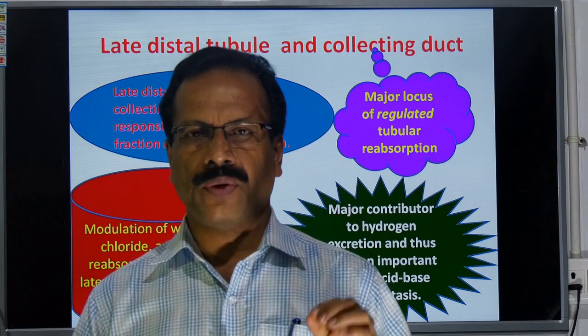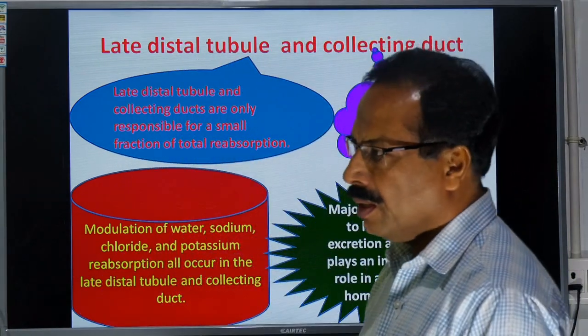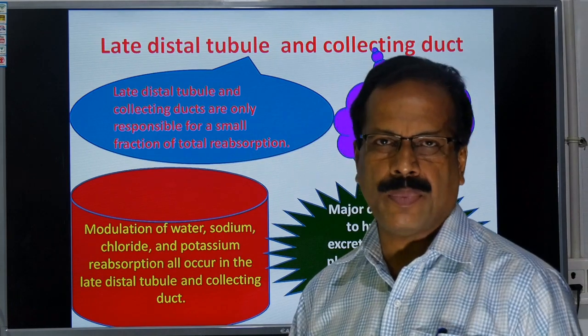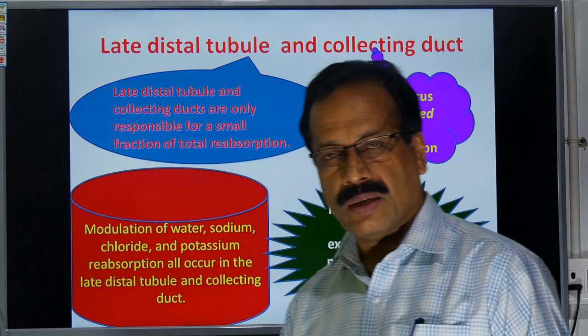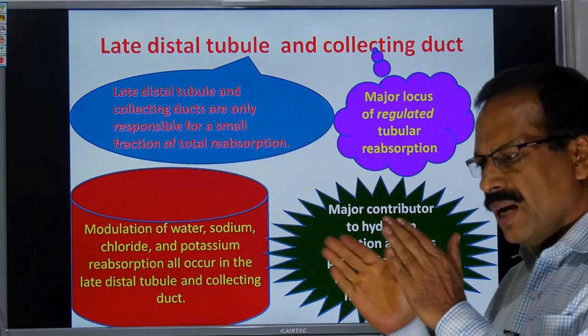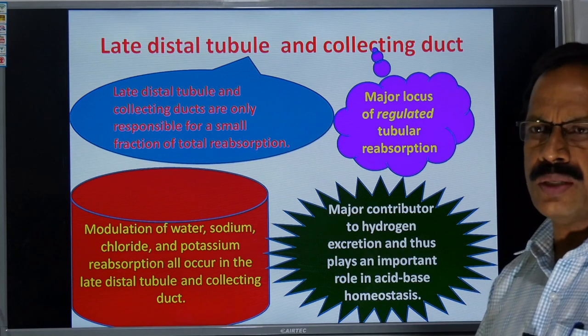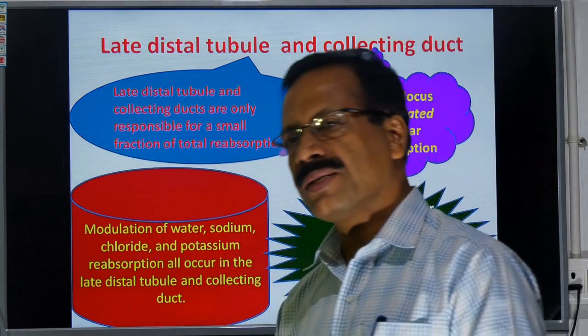We have seen the different reabsorptive and secretory processes in the distal convoluted tubule. Most of these are happening at a higher rate in the early part of the distal convoluted tubule. The late distal convoluted tubule and collecting tubule have the same morphology and physiological function, the late distal convoluted tubule and the collecting duct.